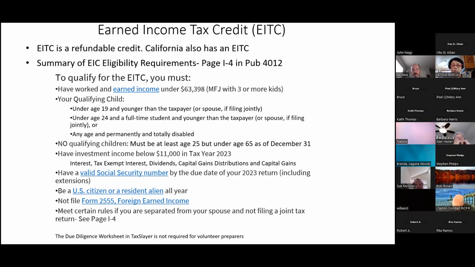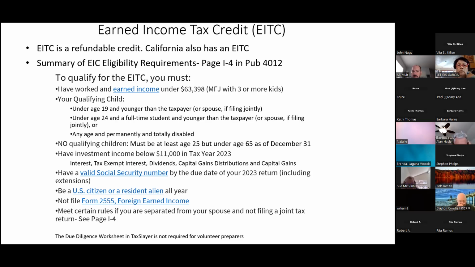And then if you have someone who's older, any age, and they're permanently disabled, then you may be eligible for the earned income tax credit. And then if you don't have any qualifying children, let's say you're a single person and you're low income, then you may be eligible, but you've got to be at least 25 and under 65. This rule has changed. You might remember a couple of years ago, seniors over age 65 in some cases were eligible for EITC, but we're at 2023 tax year, and so that rule now is back in effect.